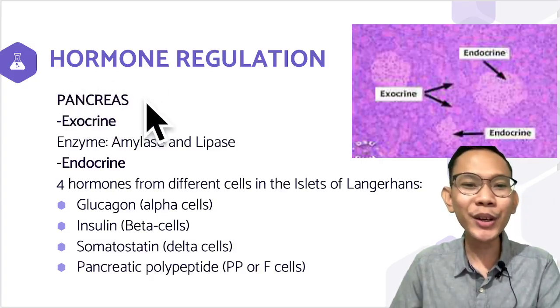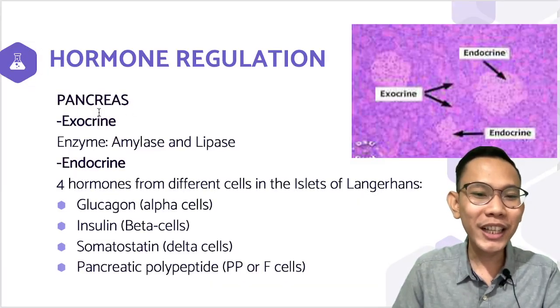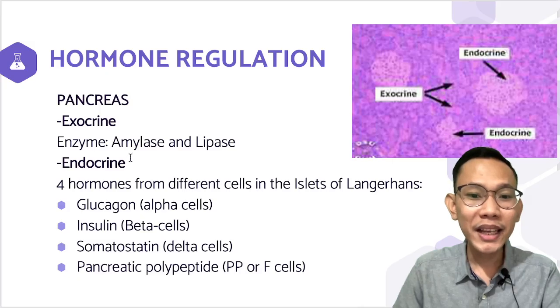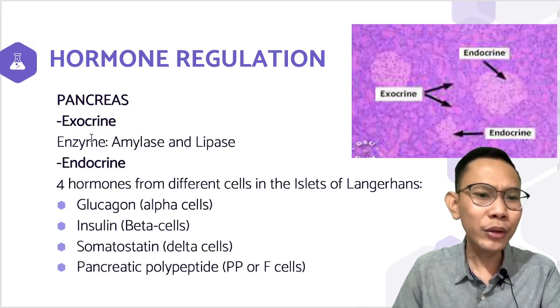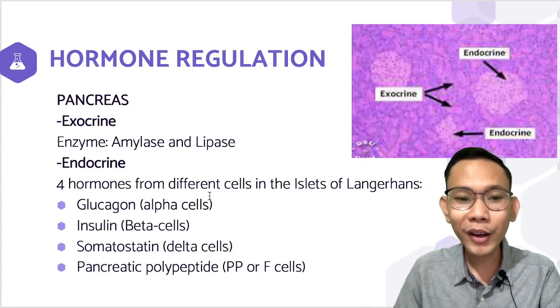So, isa-segue lang natin to. So, remember, histology nyo, ha? Meron tayong exocrine. It could be an exocrine or an endocrine gland. So, exocrine gland, enzymes such as your amylase and lipase is being produced. And an endocrine, for hormones from your different cells in the islets of Langerhans.